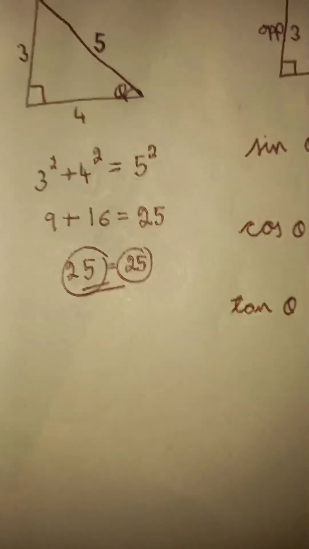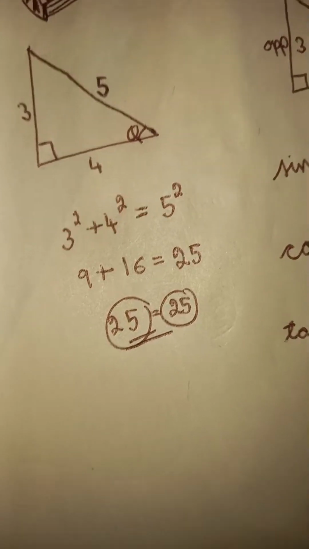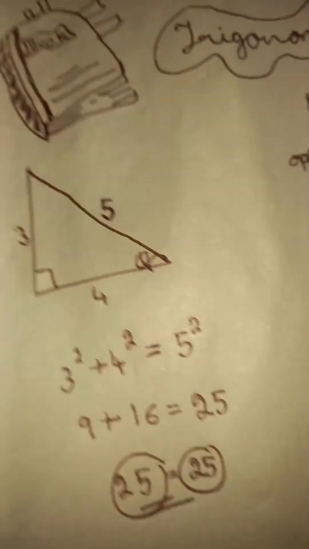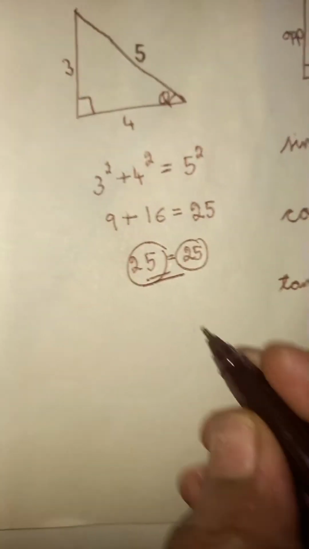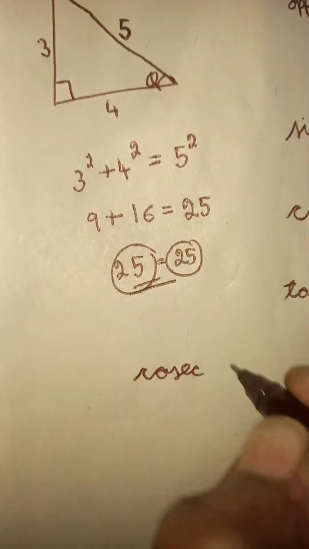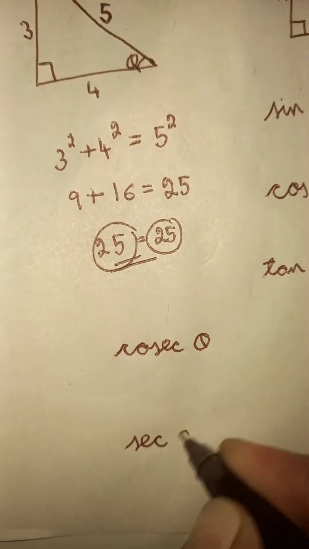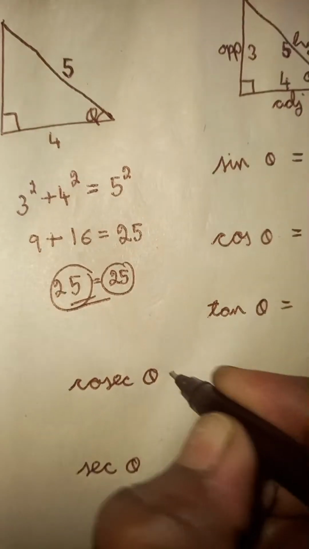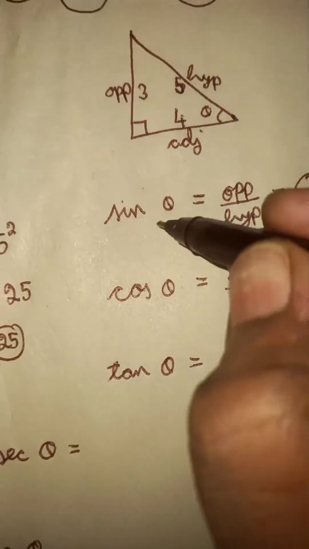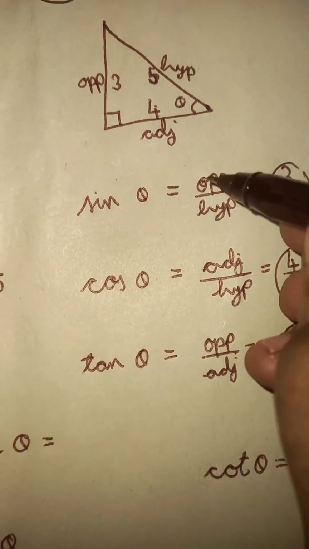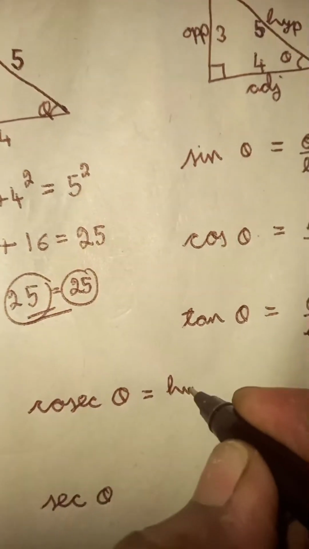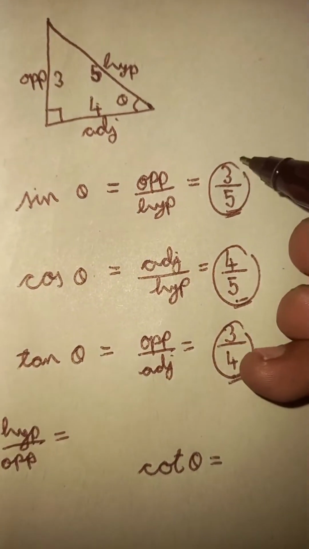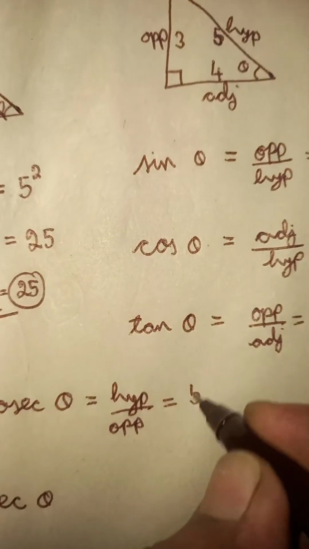That is nothing but cosecant theta, secant theta, and cot theta. Here you're going to get three ratios, which are cosecant theta, secant theta, and the other one is going to become cot theta. Now cosecant theta means the reciprocal of sine theta. Sine theta is opposite by hypotenuse. Here it is hypotenuse by opposite. So 3 by 5 is going to become 5 by 3.